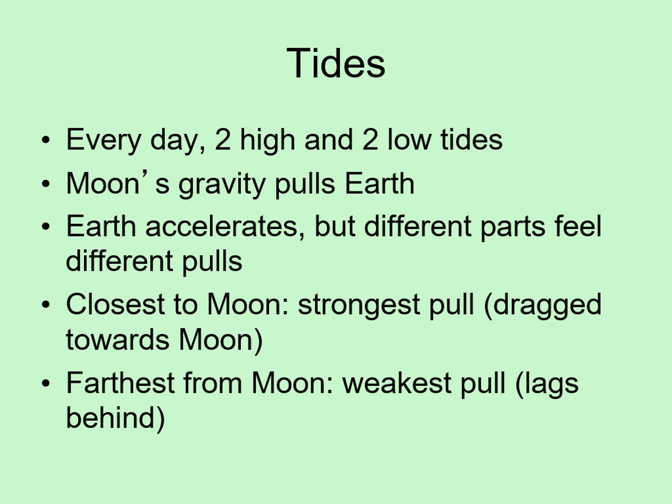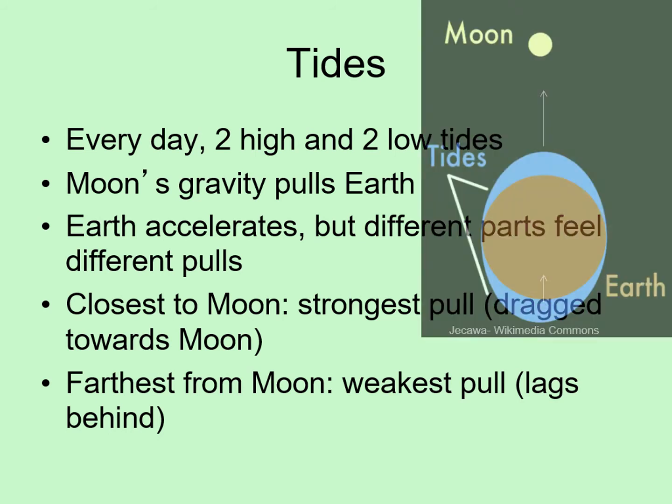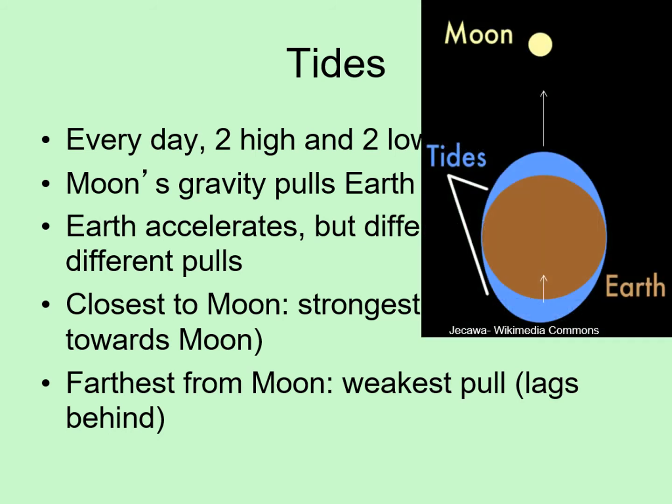Have a look at this diagram. All of the Earth is pulled towards the moon, but since different parts of the Earth are being pulled by different amounts, the forces try to stretch the Earth into a football shape. The side closest to the moon feels a stronger pull, so it stretches towards the moon. The opposite side feels a weaker pull, so it lags behind, effectively stretching away from the moon.